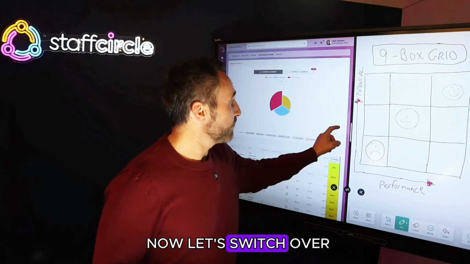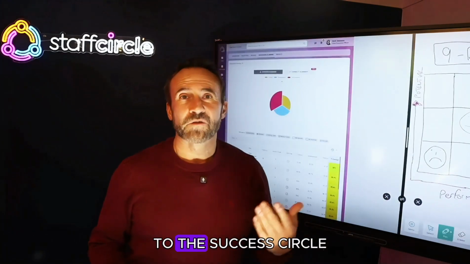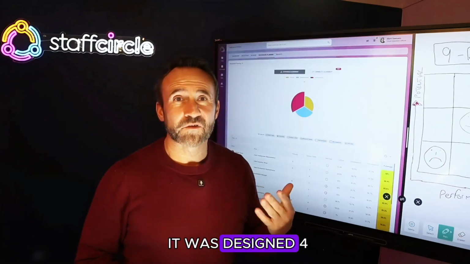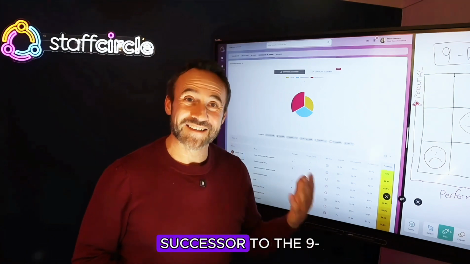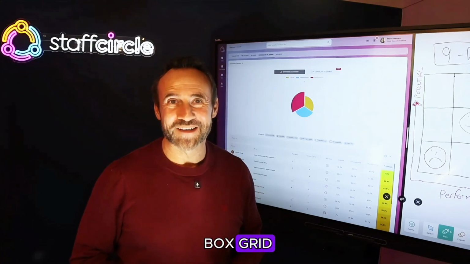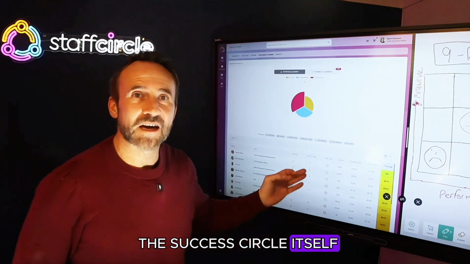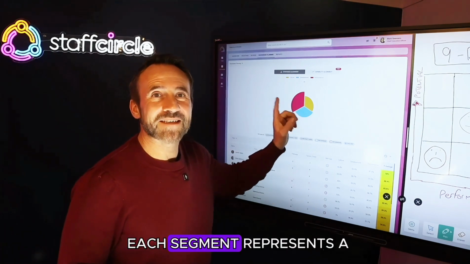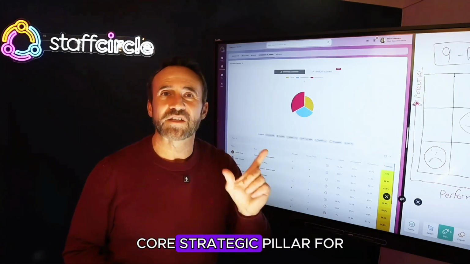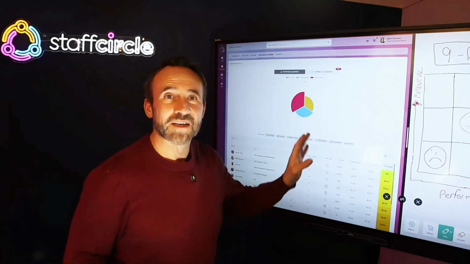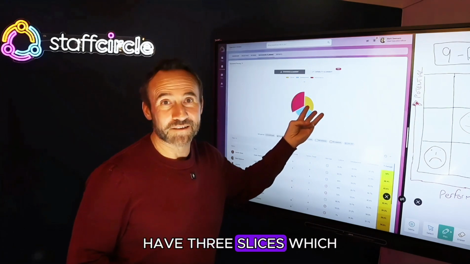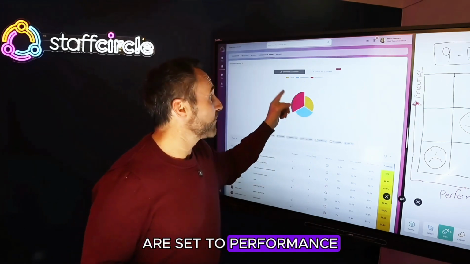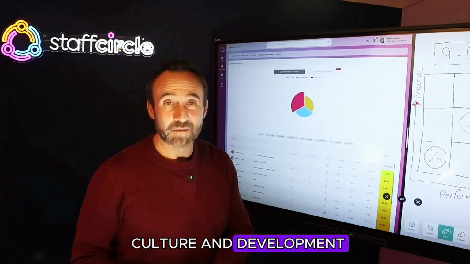Now, let's switch over to the success circle. It was designed 4 years ago as a successor to the 9box grid. The success circle itself is divided into segments of a circle. Each segment represents a core strategic pillar for the organization. In this example, we have 3 slices, which are set to performance, culture, and development.